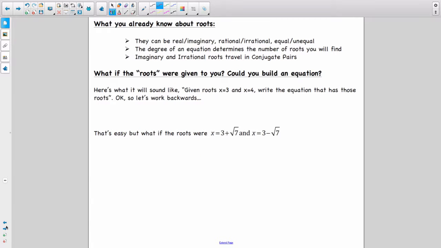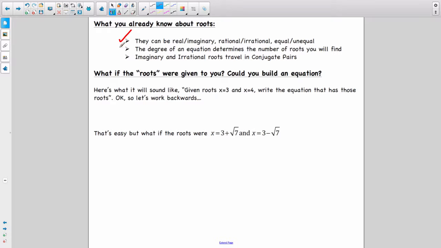Let's first just take a look at these notes here. Very important that you do know this, that roots can be real or imaginary, rational or irrational, equal or unequal. And the degree of an equation determines how many roots you'll have. So x squared, you know you have 2. X cubed, you'll have 3. X to the 4th, you'll have 4, and so on.